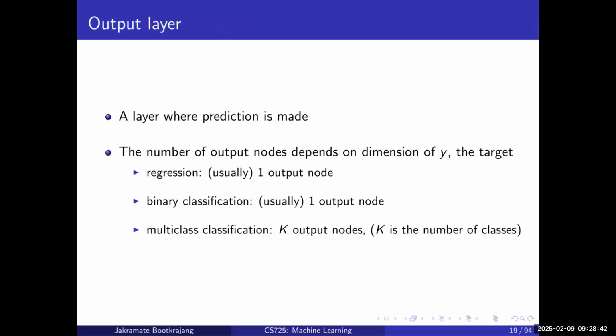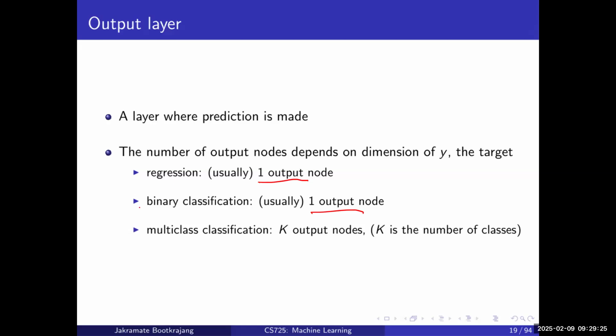And then the output layer is what you get as the output, and the output should be based on your problem. For example, if you want to do regression, typically you will have one output node that will give you a number. If you have a binary classification, you will still have one output node, and you will get 0 or 1 as the result: 0 would be one class, 1 would be another class.